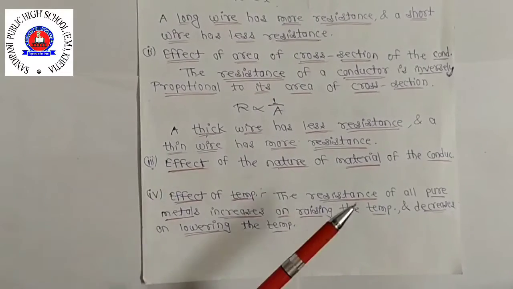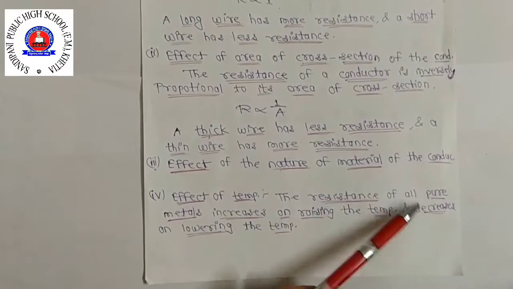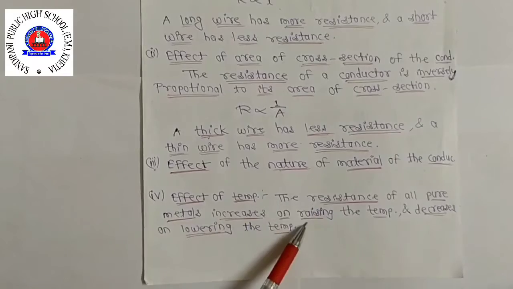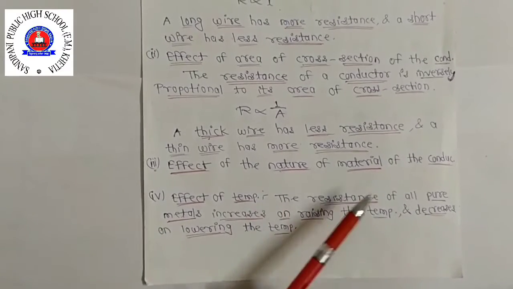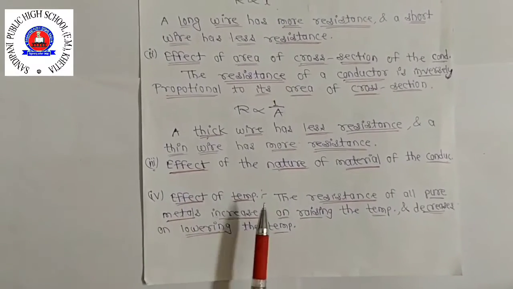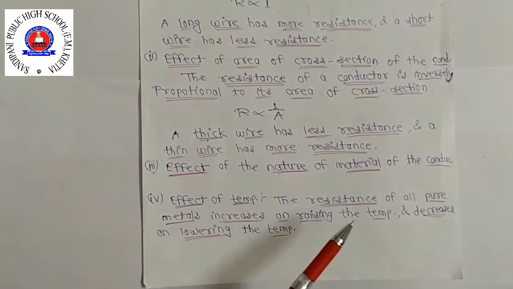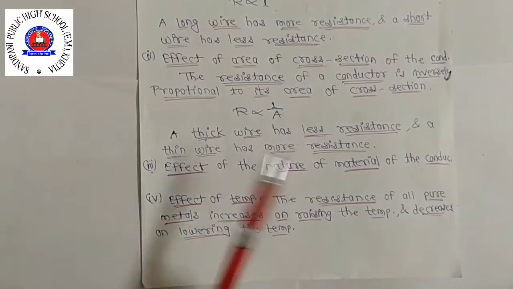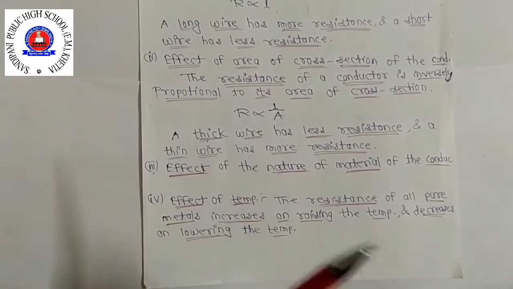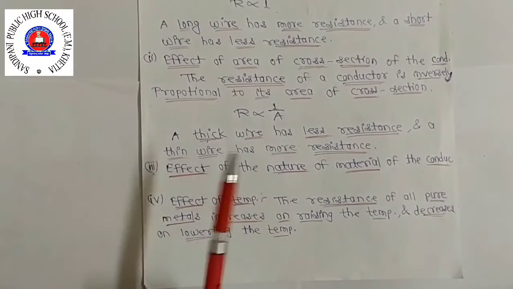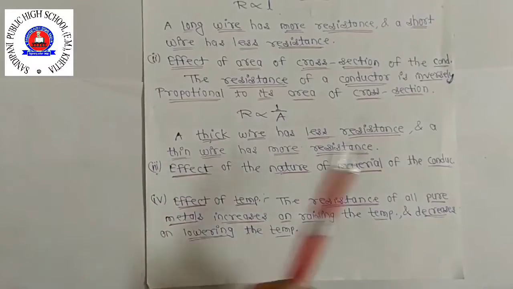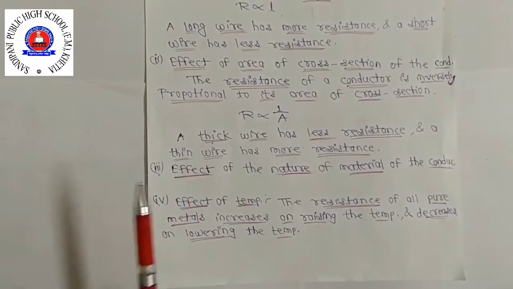The resistance of all pure metals increases on raising the temperature and decreases on lowering the temperature. But the resistance of alloys like manganese and nichrome is almost unaffected by the temperature.